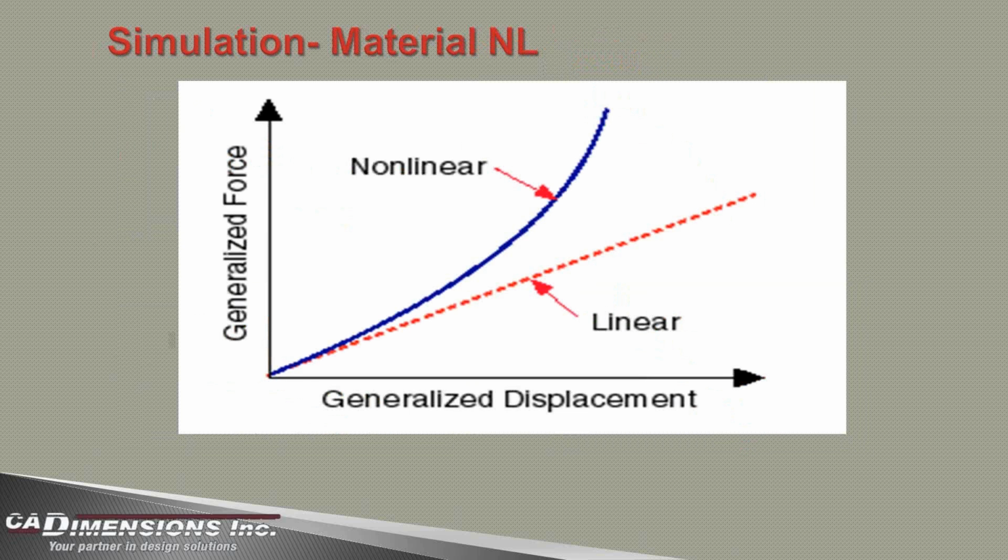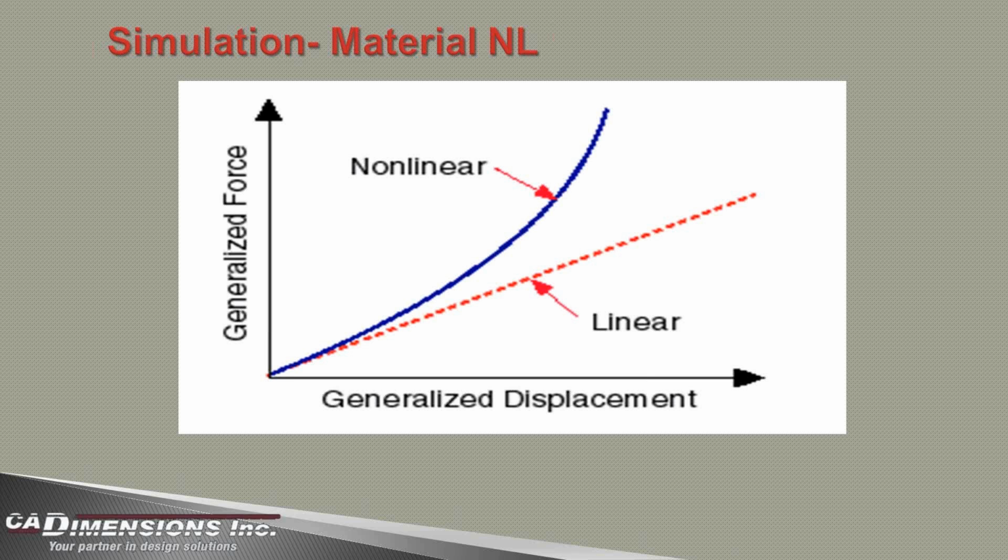The other one has to do with the material. A linear material, when you look at how much force is applied and how much displacement results, it's a very linear curve. If I apply 5 pounds of force, I get 100 thousandths displacement. If I apply 10 pounds of force, I should get 200 thousandths displacement. So with linear static analysis, with Premium SOLIDWORKS, we're only supporting linear materials.